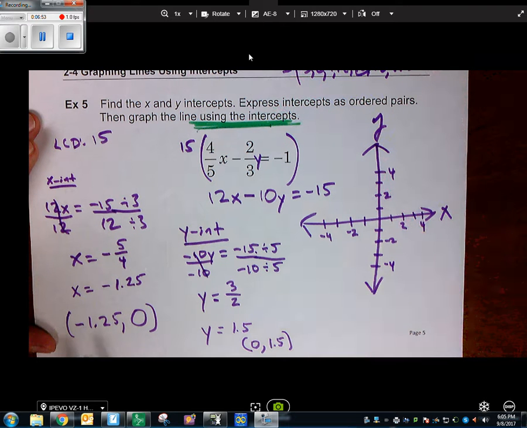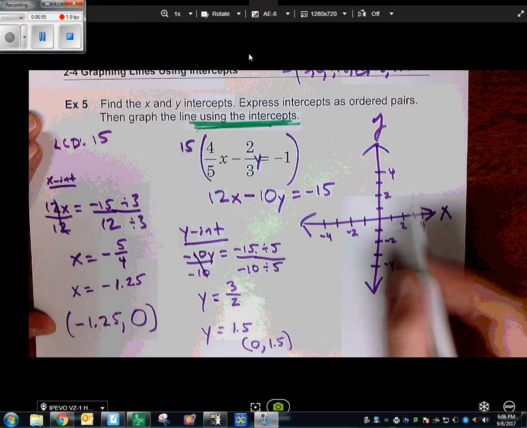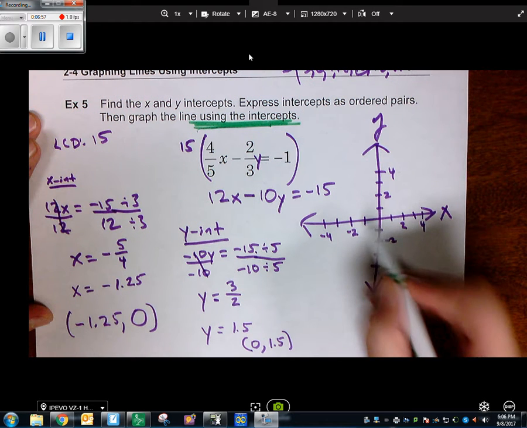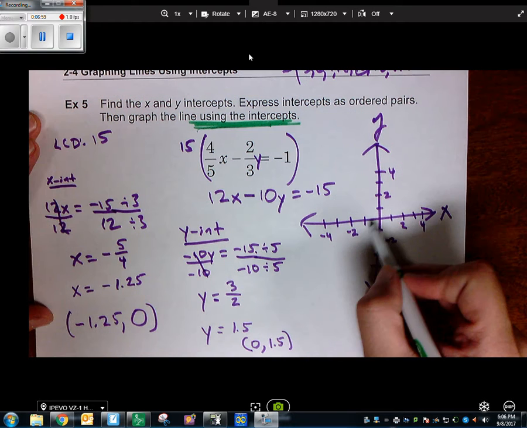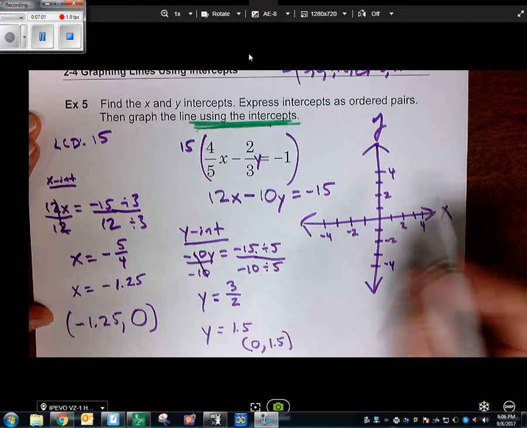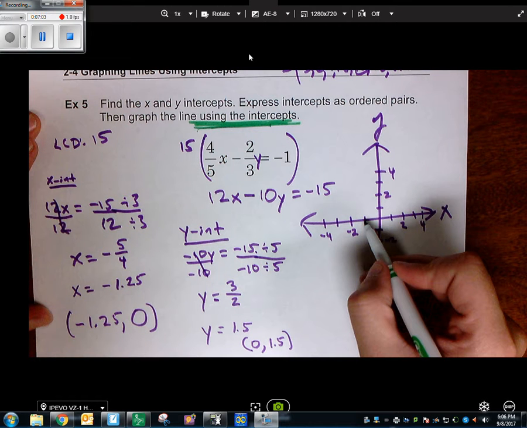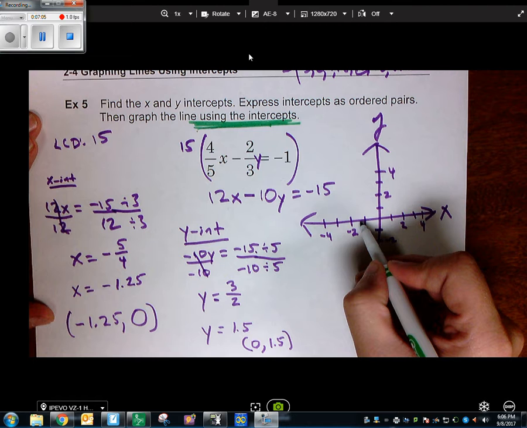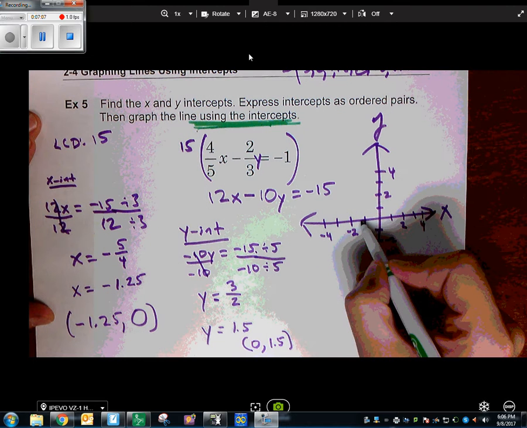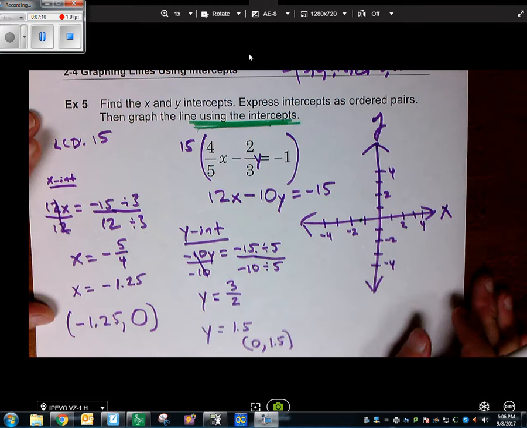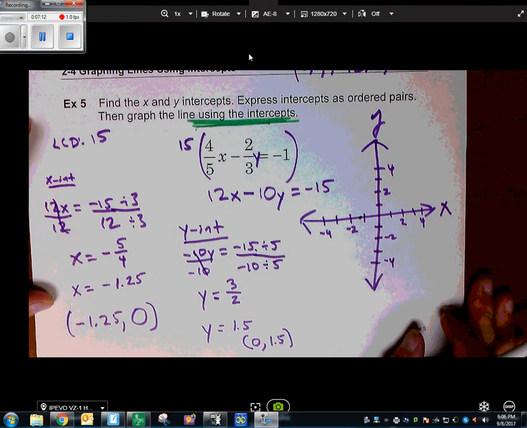Negative 1.25, that's going to be a quarter to the left of negative 1 on x. Since this is our x-intercept, I'm going to be on the x-axis. Here's negative 1. I go slightly to the left. I want to kind of guesstimate where negative 1.25 is. I'm going to say it's right about there. Maybe you think it's more to the left. Maybe you think it's a little bit more to the right. In any case, that's where I'm putting it.